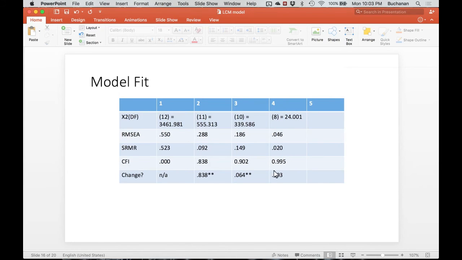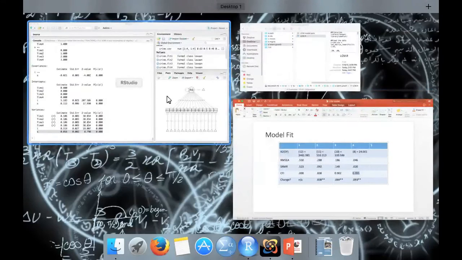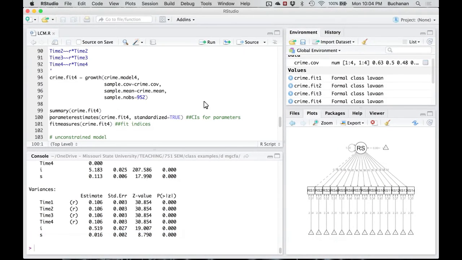Here with model fit, is that a significant change? And it is. I don't know why I don't have it starred. There we go. So we go from 0.902 to 0.995. This becomes a very good model. Our chi-square is small, our RMSEA is below 0.06, our SRMR is below 0.06, CFI is above 0.95. So this model is very, very good because it is made up.